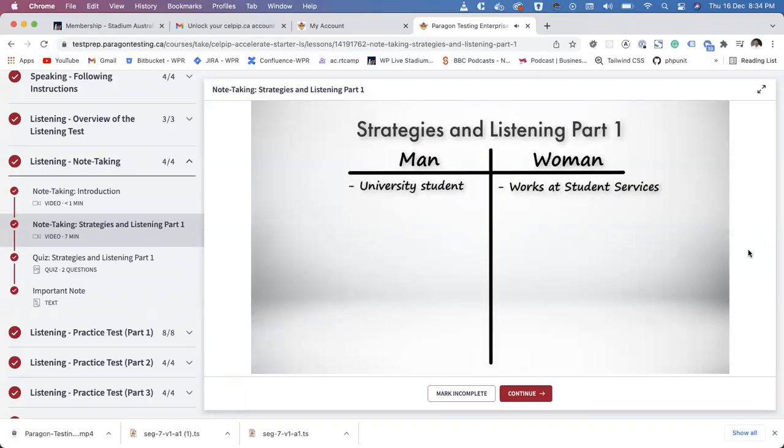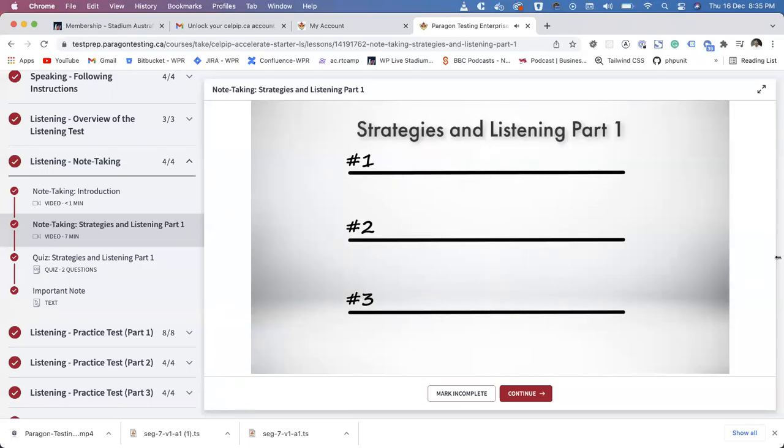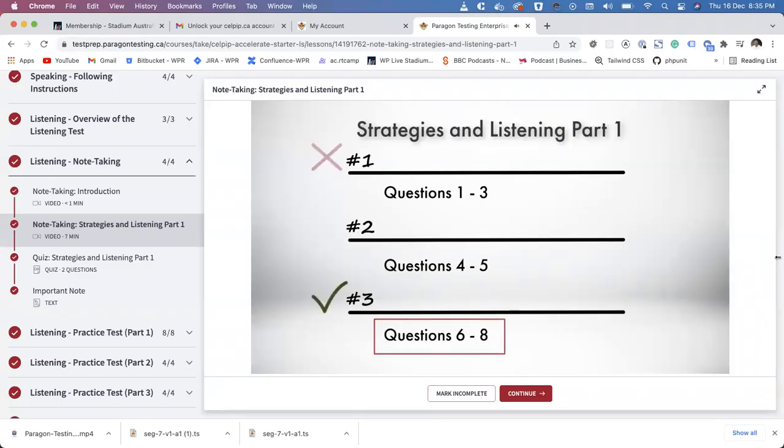It's good to keep in mind that note-taking is all about making things easier for yourself. If I wanted to save a bit of time, I could even shorten my notes like this. Remember that the conversation in listening part 1 is divided into 3 parts. To clarify your notes, you could even split your page into 3 sections like this. It's also good to note that the questions in each of the 3 parts only refer to the dialogue of that respective part. In other words, the questions for the 3rd part of the conversation will only refer to the 3rd part, not the 1st part.